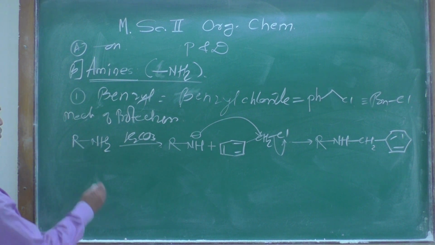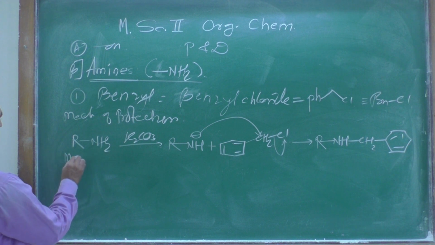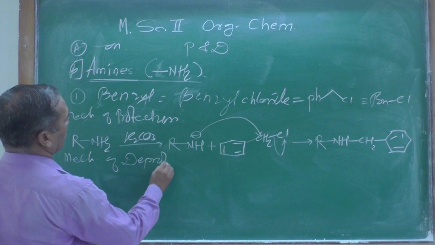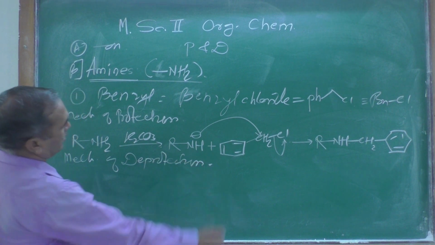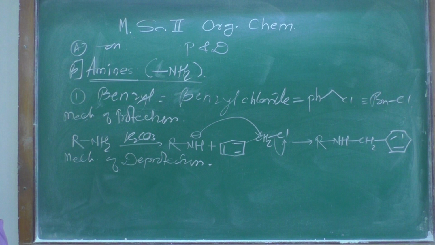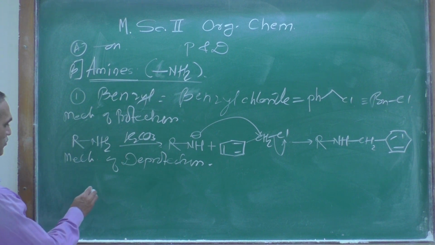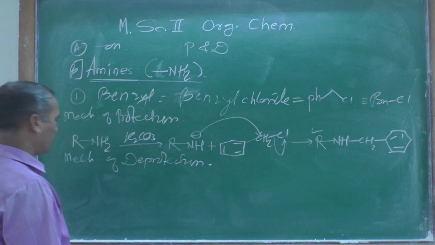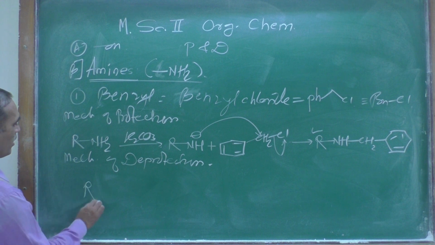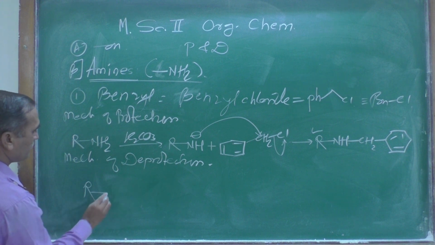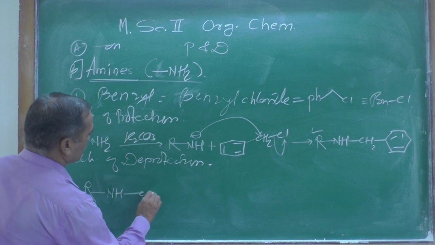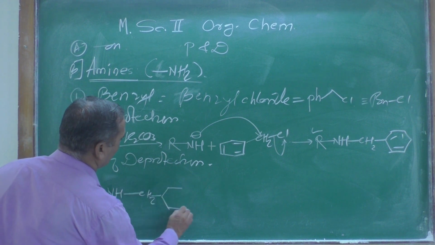Now let us look at the mechanism of deprotection. The mechanism of deprotection can be done with the help of hydrogenolysis. And as we know, let's take this example again: R, then R, NH, then here CH2 and then phenyl.